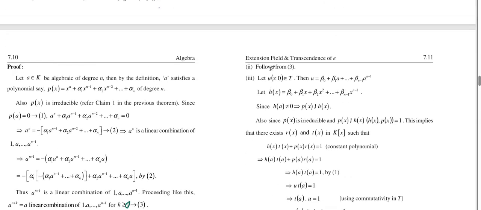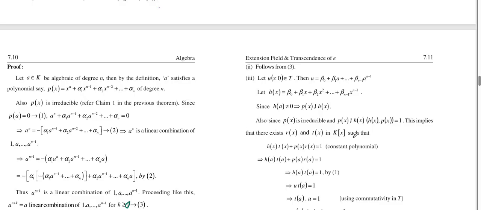So for that we shall consider u to be a non-zero member of T, and u being a member of T should be of this form. You shall take h of x to be this, so that h of A will be just x replaced by A. You have this, but you have assumed u to be non-zero, so your h of A is non-zero. If h of A is non-zero, p of x cannot divide h of x, because p of A is 0 and that is the minimal polynomial. So the minimal polynomial satisfied by A will divide any polynomial which A satisfies. But here A doesn't satisfy it, so p of x cannot divide h of x.